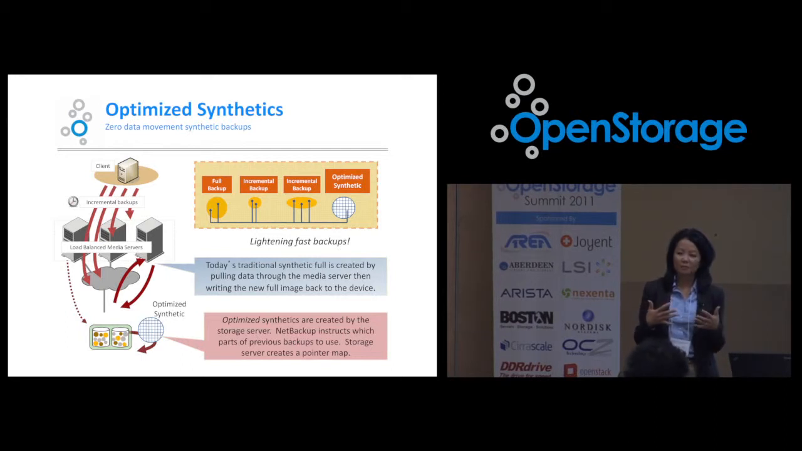So the real benefit to this is when you're doing a restore. If you're doing a typical restore with a full backup and incrementals, you have to restore that full, and then all the incrementals after that. With an optimized synthetic, you're telling the storage server, I need a backup from this date. The storage server knows where all those pointers are. It can recover that data set from whatever data the customer needs without having to do that incremental recovery from full, incremental, etc.